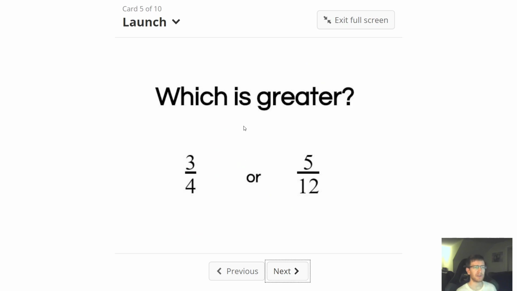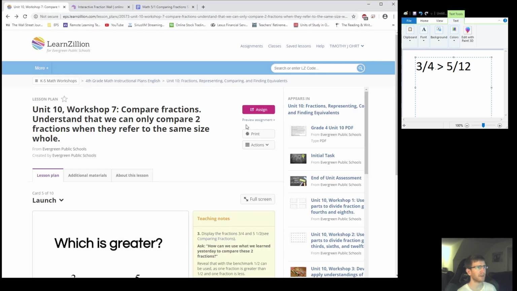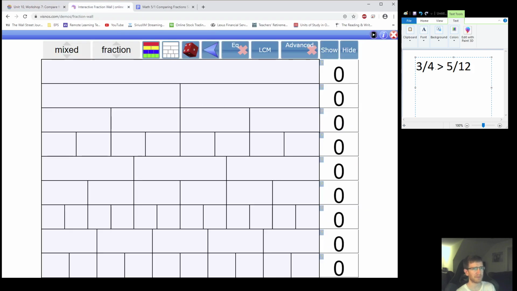All right, so we're going to use our fraction wall to help us out with comparing, because our first strategy for comparing fractions, 3/4 or 5/12, which is bigger, is we can simply model those fractions to compare them. And when we come here, we can use this website, our fraction wall. So we'll kind of find those fourths. Okay, our first one, 1/4, 2/4, 3/4. Okay, there is 3/4 modeled.